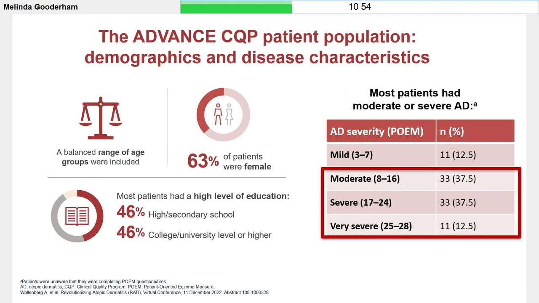Based on, so the patients were asked questions. They didn't realize they were filling out a POEM, but the questions were based on the POEM. And based on that, almost 87.5% had moderate to very severe disease. So these were patients who were suffering with their disease.